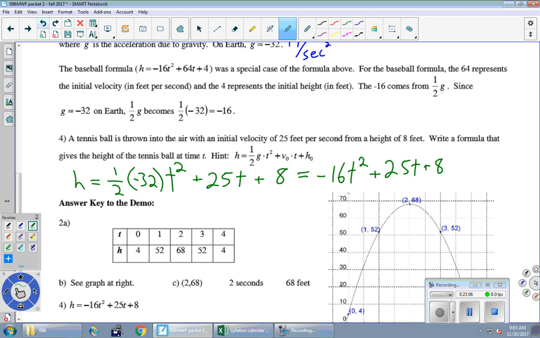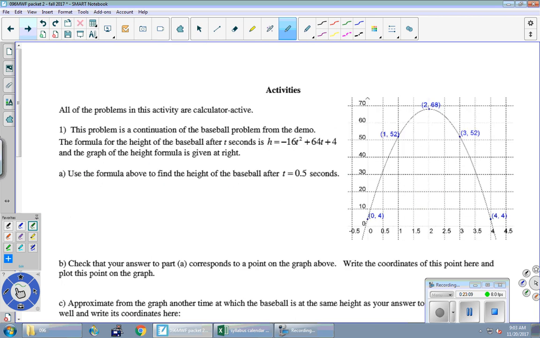Okay, so you are going to start the activity on the next page. It is a continuation of this baseball example. I will walk around.